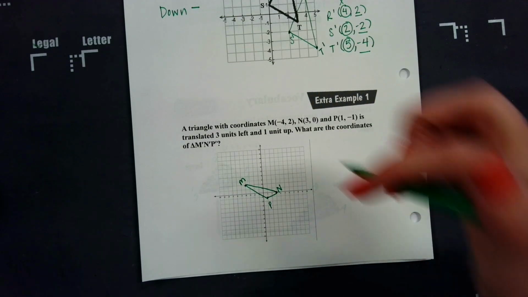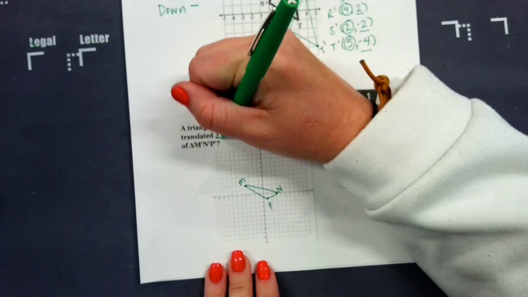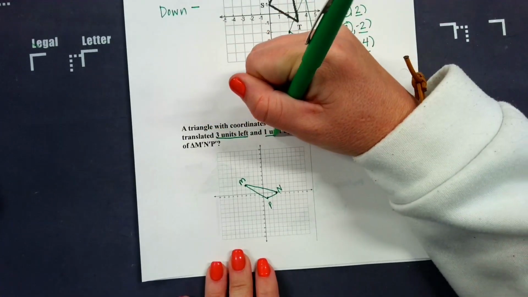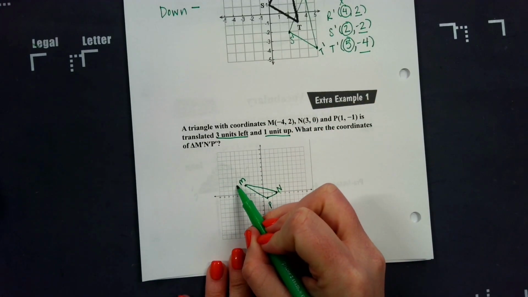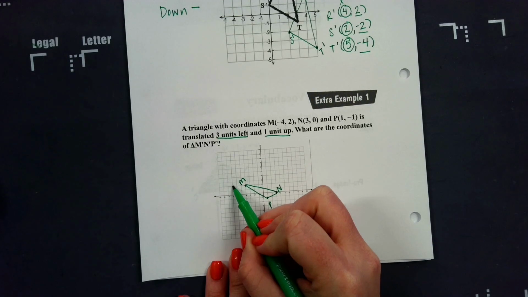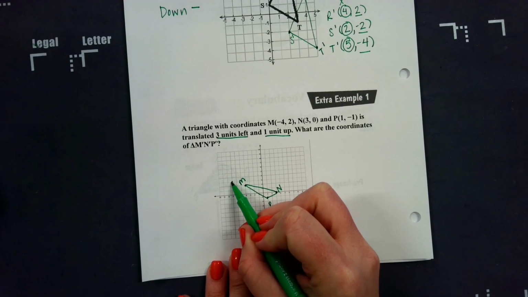Okay, now it's saying it's translated 3 units to the left, 1 unit up. So we'll start with M. I go to the left, 1, 2, 3, up 1. There's my new M.